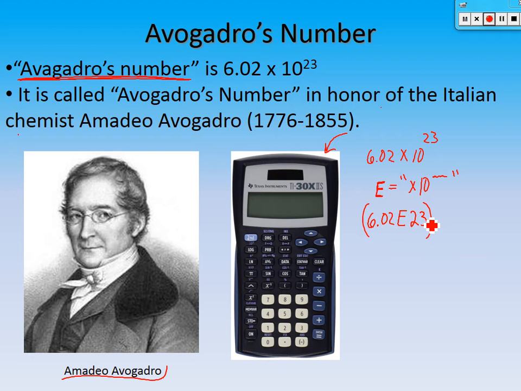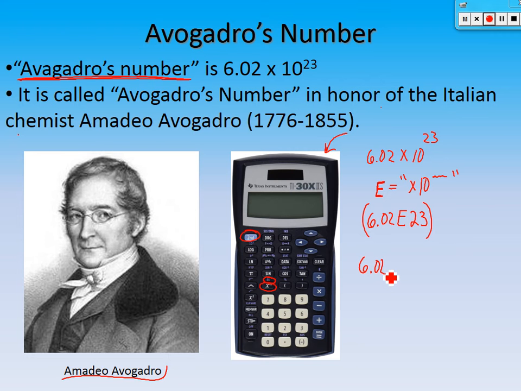So I wanted to show you how you get to the big E button. I know it's a little blurry, but the big E button is this. It's found right there. And so what you have to do is you have to hit the second function, and then you have to hit this x to the minus 1 to get up to the big E. And so here's what you would have to put in your calculator to put in Avogadro's number.